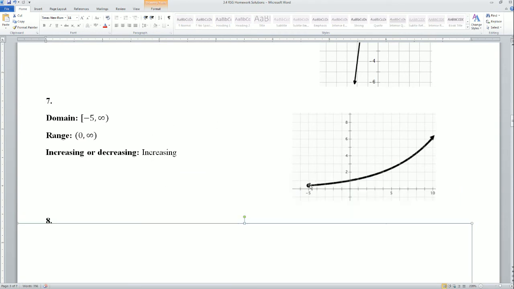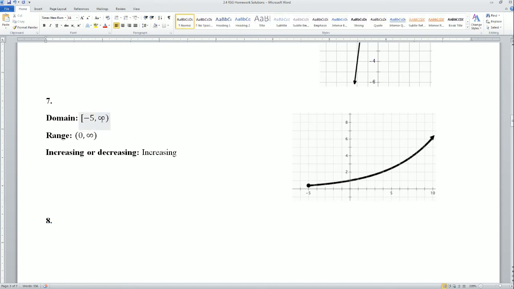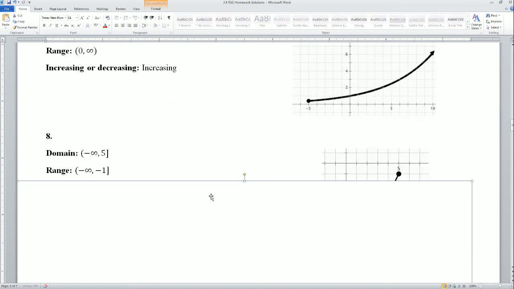It stops here at -5, so it's closed here at -5. It goes all the way to positive infinity, and we do not ever contain that infinity, so it is an open bracket. The range starts at 0, right? It really doesn't touch 0, so I made it open at 0. It goes all the way to positive infinity, right there, and we say that is increasing. 8.